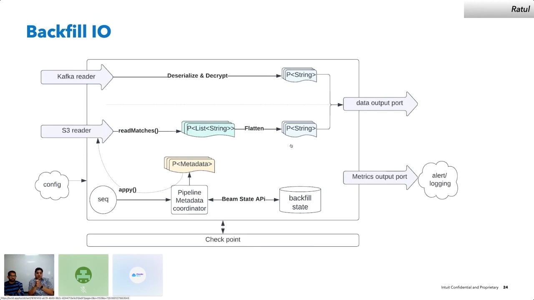If you see on the right-hand side, the Kafka reader is also converting to a PCollection of string, and the S3 reader is also converting to a PCollection of string. So now we have a common form, a PCollection of string, and that's why the unified data output takes care of the common format. Everything is backed up by the checkpoint, and we also have the metrics output for alerting and monitoring.